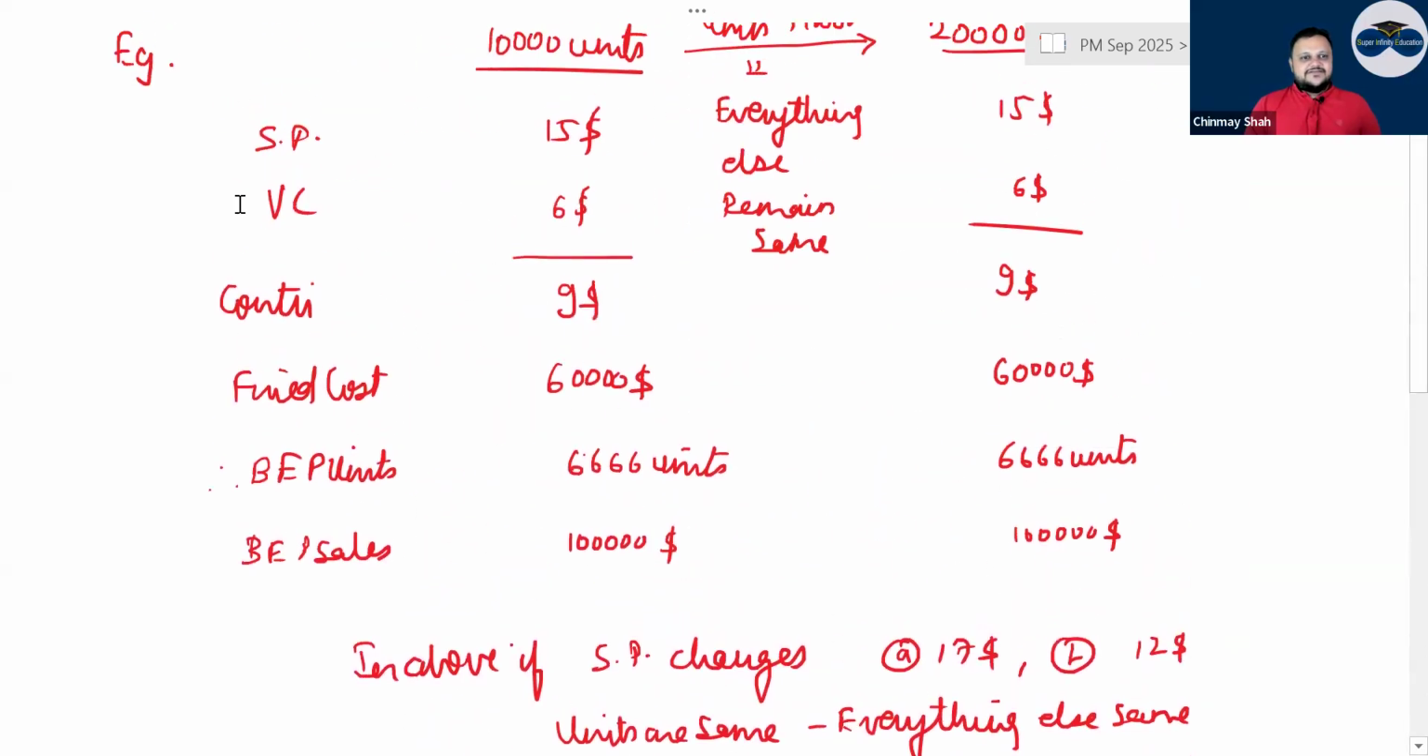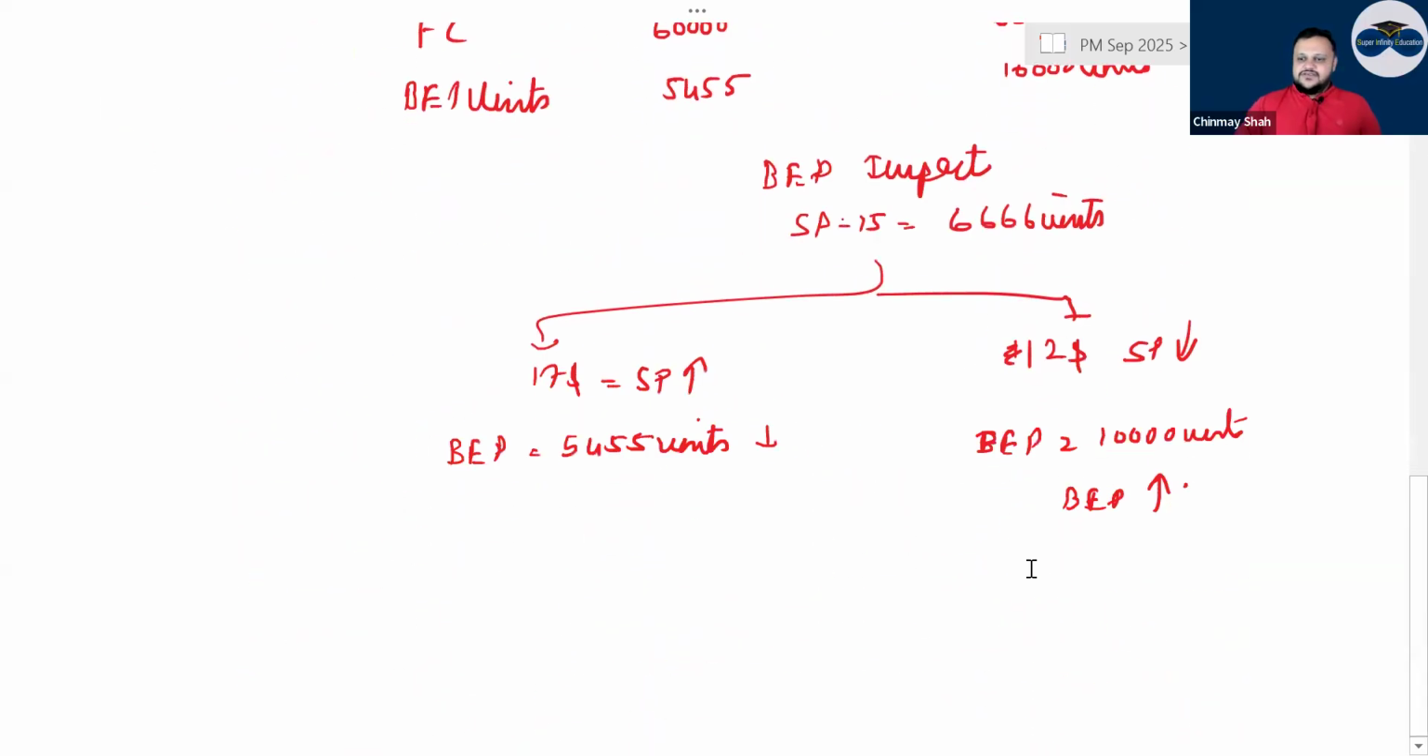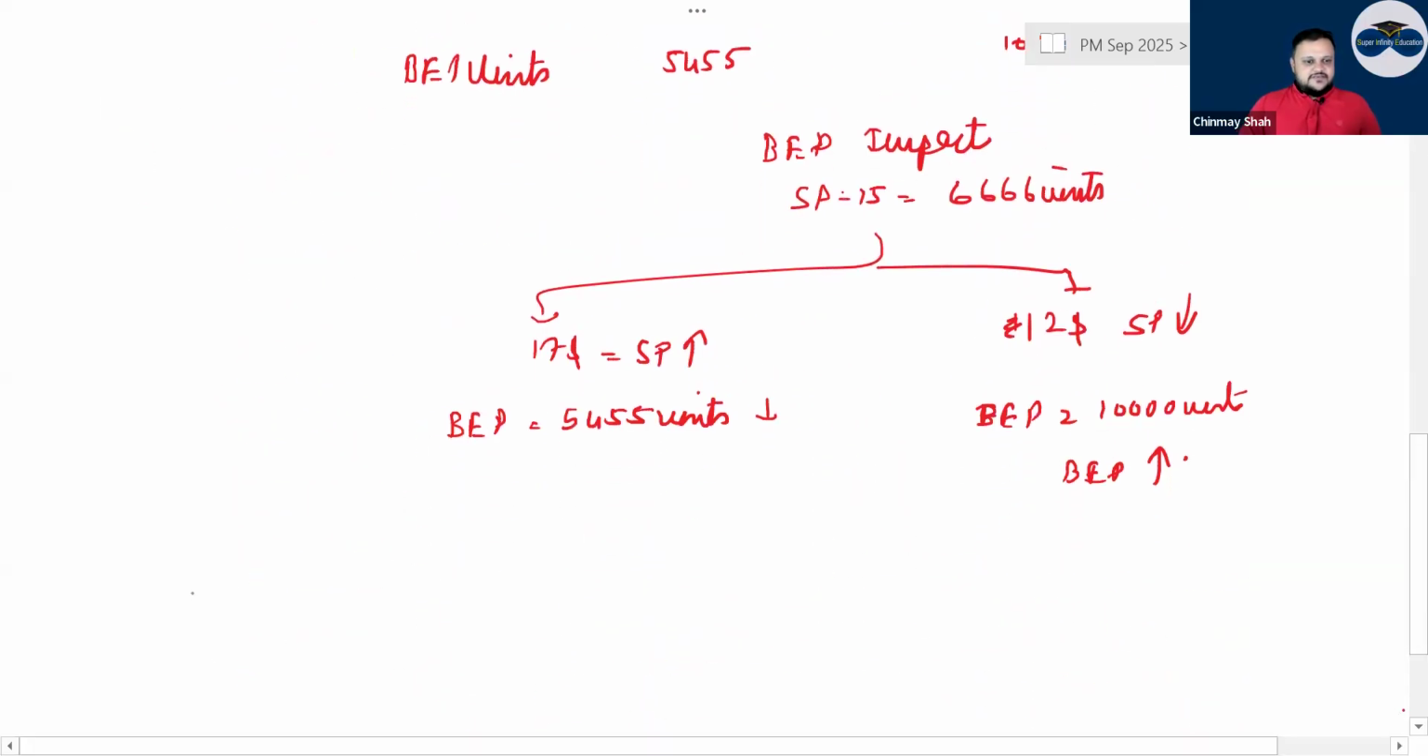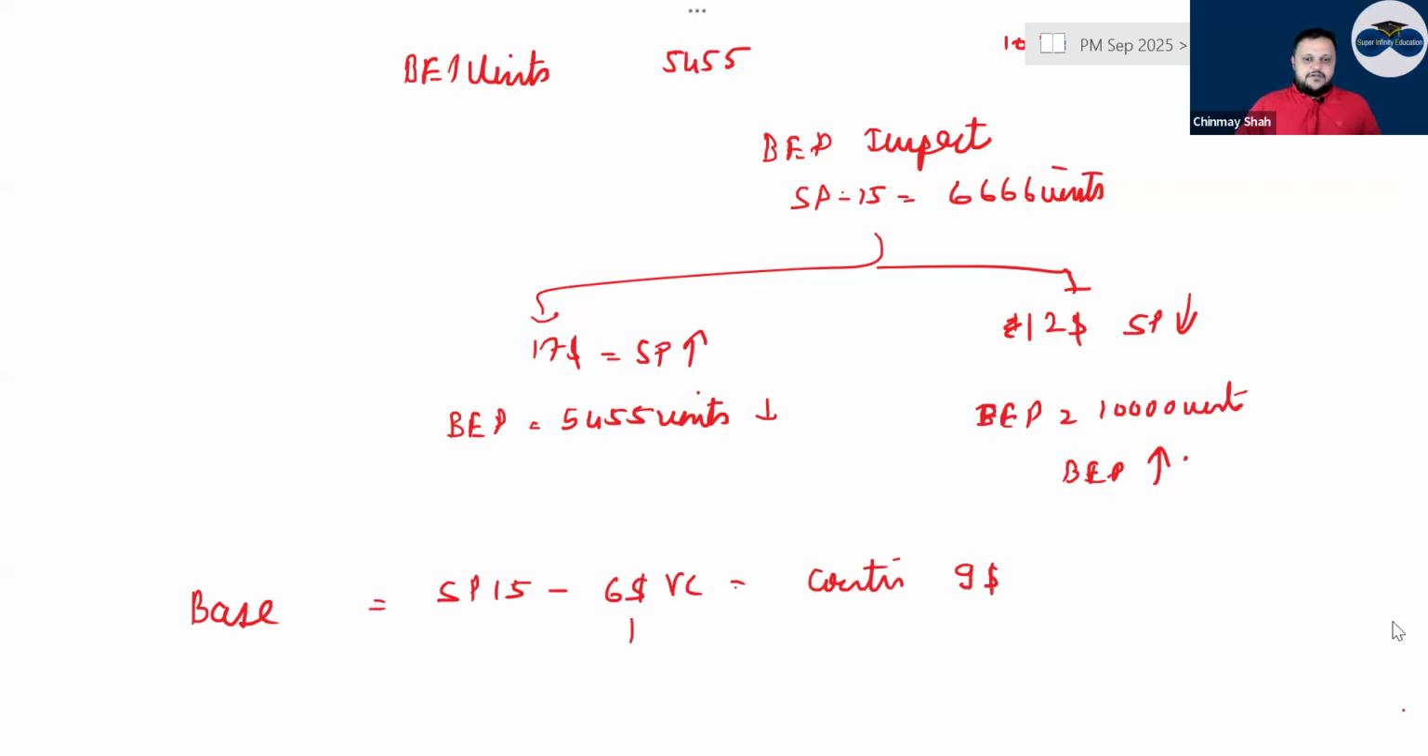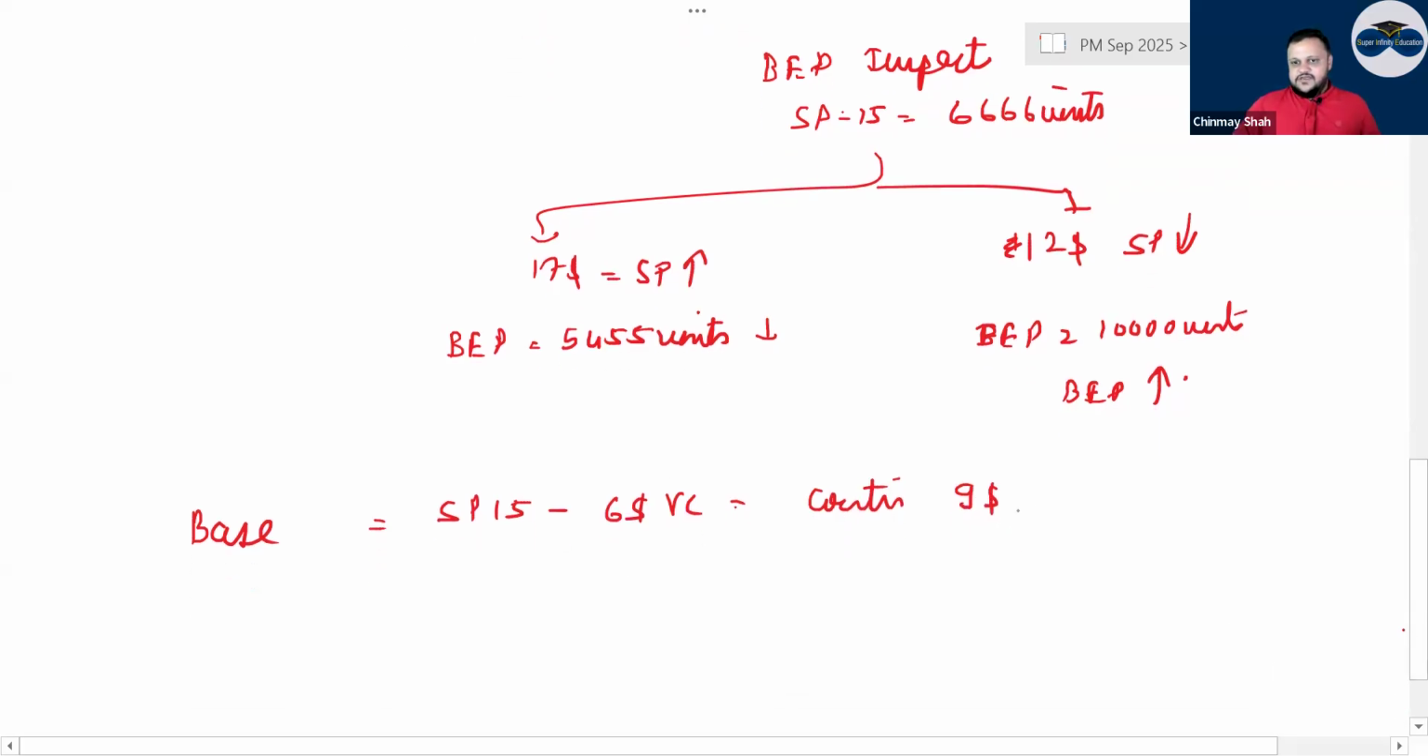Now again I'll take this. Keep this on your screen. Now again, base. Base is what? Selling price 15 minus $6 variable cost gives you contribution of how much? $9. Now if I change this variable cost, have a look how I'll do it. Write down like this. Fixed cost 60,000. Therefore BEP is how much? 6,666 something you found out, no?